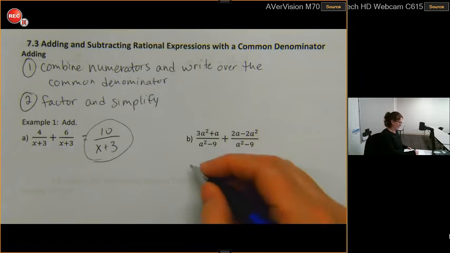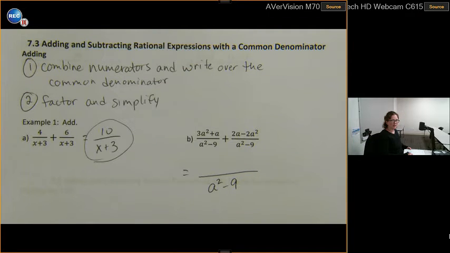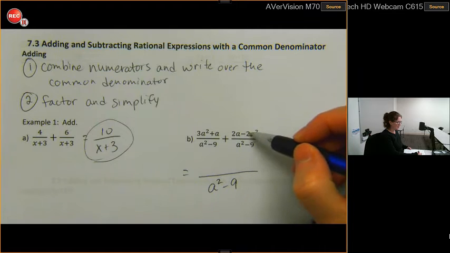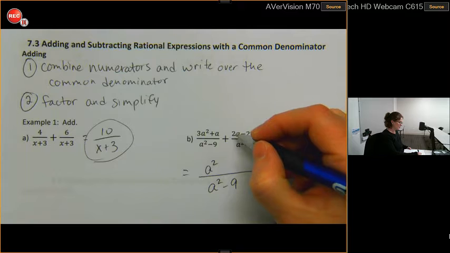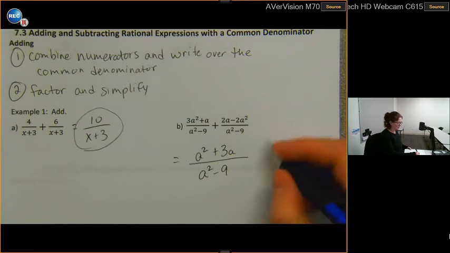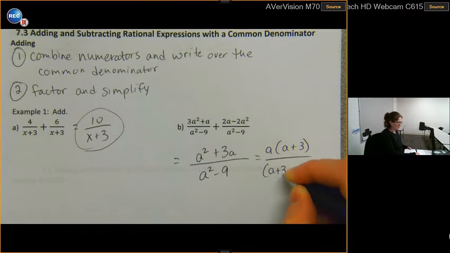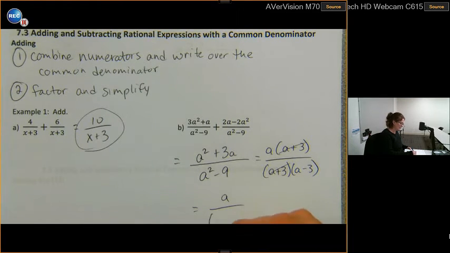On part B, I'm going to have my common denominator of a squared minus 9. The numerator, combining like terms, 3a squared plus negative 2a squared. That's going to be a squared. A plus 2a is 3a. Now I'm going to factor a GCF for the numerator and the squares pattern for the denominator. Cancel, cancel. Remaining answer is a over a minus 3.